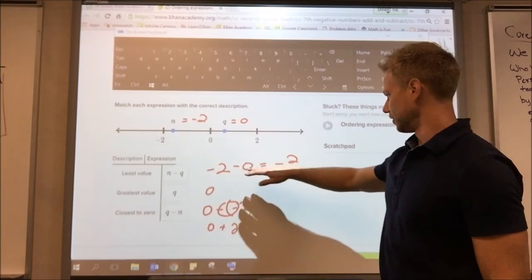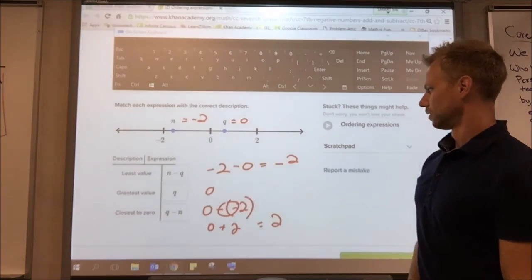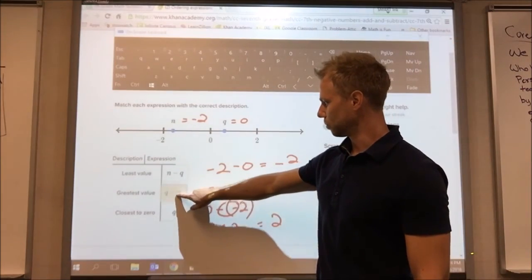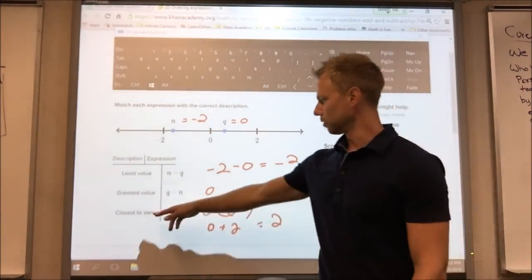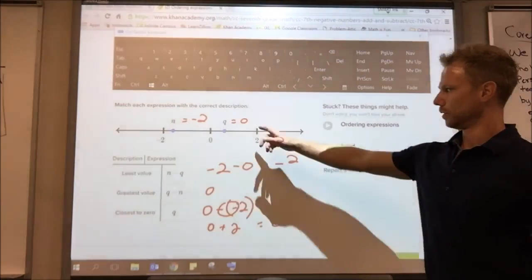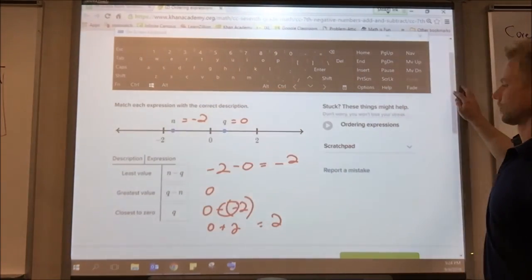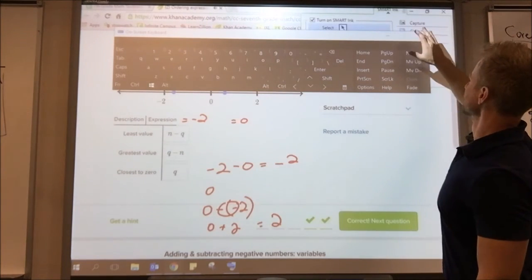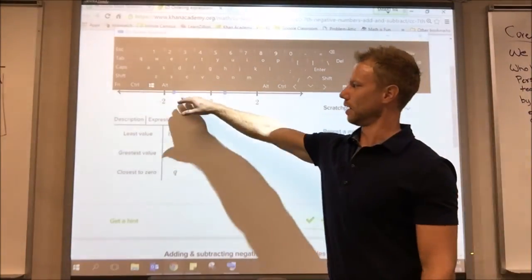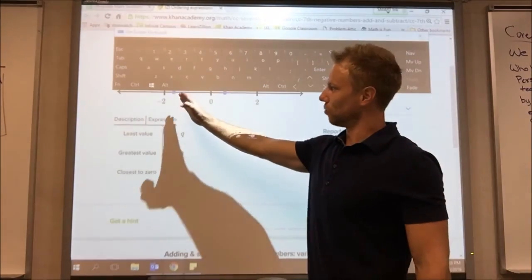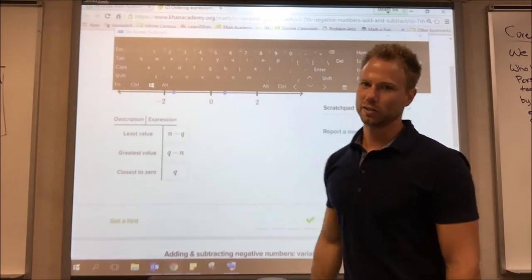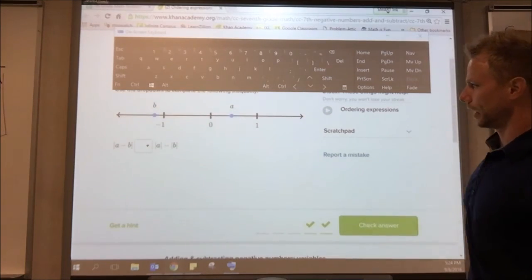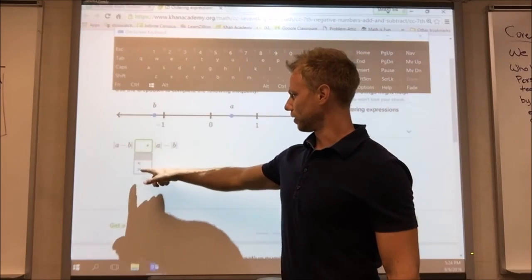Okay, so the least value would be the first one, because it's the smallest, it's negative. The greatest value, we'd actually have to put that up there, the +2, closest to 0 would be Q, because we actually said Q was 0. Okay, and let's check, and we got it right. Good. So the nice thing about these problems is we can approximate. We don't have to say it's -1.8 or something. We can just round it to the closest whole number.